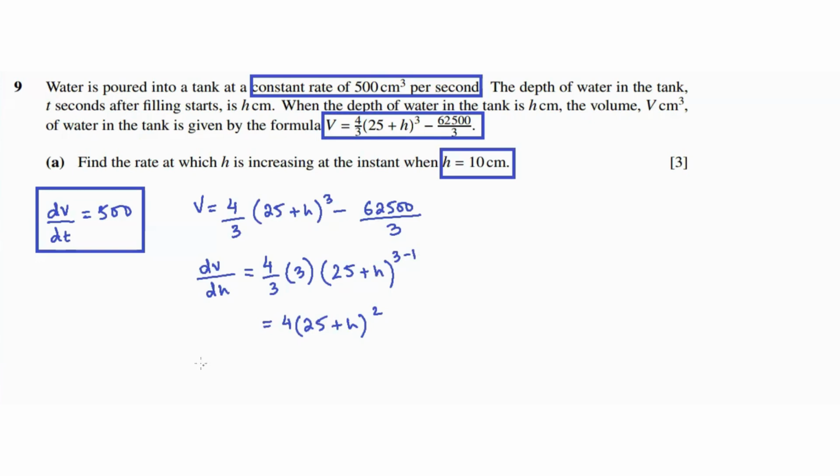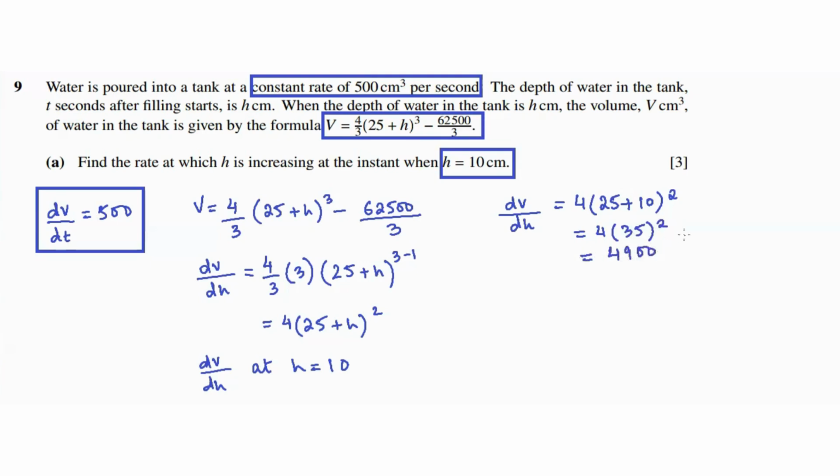So now we find the value of dV/dH at H = 10. That means we will substitute H = 10 in this and see what that equals to. That's going to be 4 times 35 squared, and that is 4,900. This is our value of dV/dH.